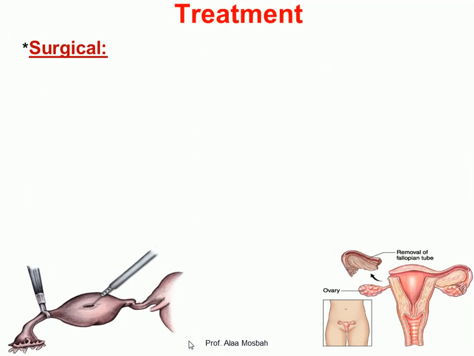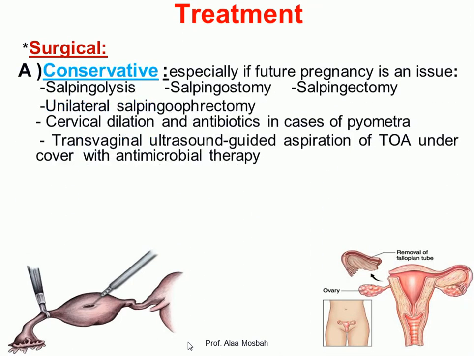Surgical treatment includes conservative surgical treatment, like if the patient wants to be pregnant, if the patient is still young, if the condition is not that severe and the tube can be managed, we can go through the conservative treatment. So it depends on the age of the patient, whether she completed her family or not, and her desire for fertility. We can do salpingolysis, adhesiolysis for adhesion. We can do salpingostomy for hydrosalpinx, like this one.